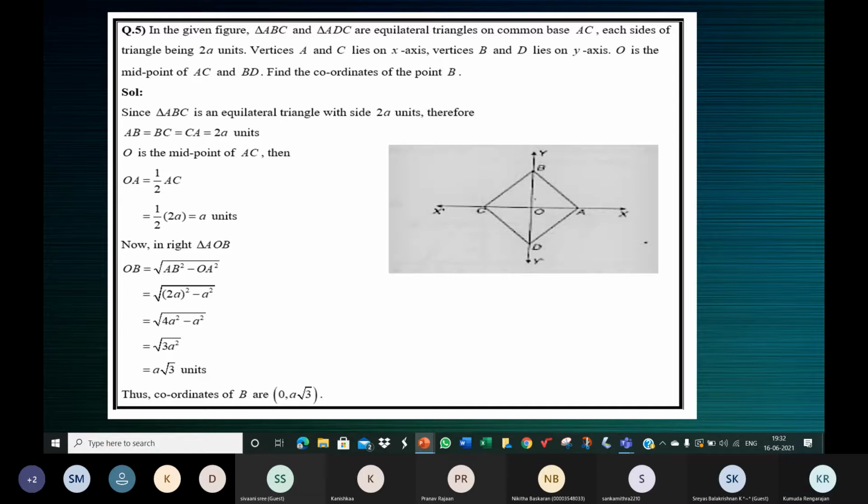Children, now on the screen, how have we found the length of the line segment OB using Pythagoras theorem, right? OB is the altitude of the triangle ABC. How do we know it's the altitude? Because it's perpendicular. See, BO is perpendicular to AC.